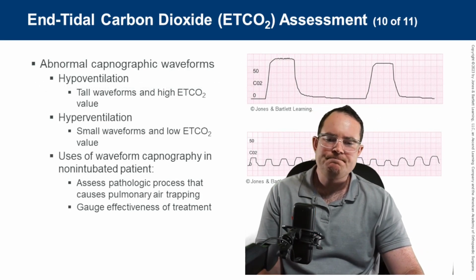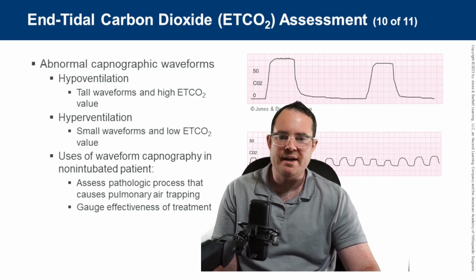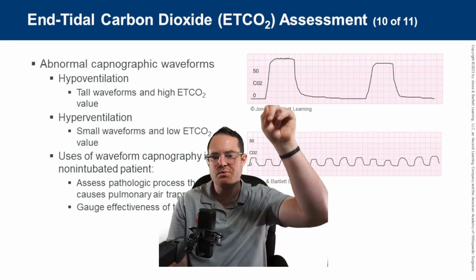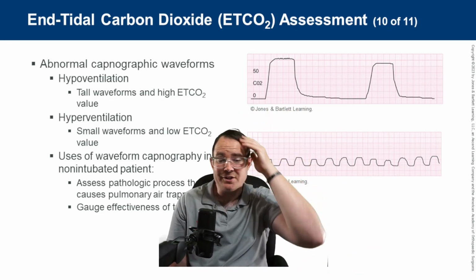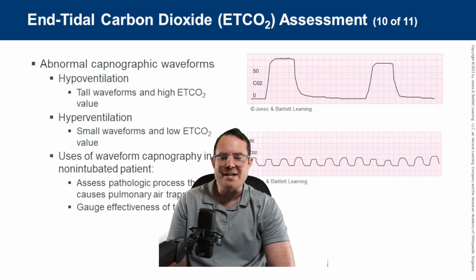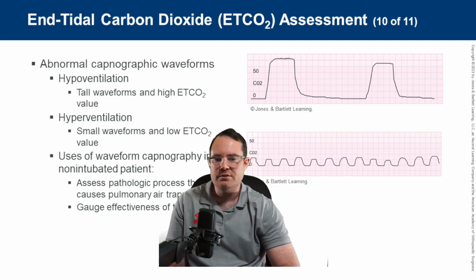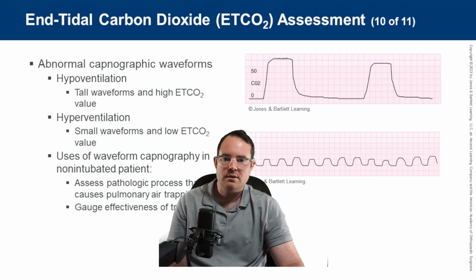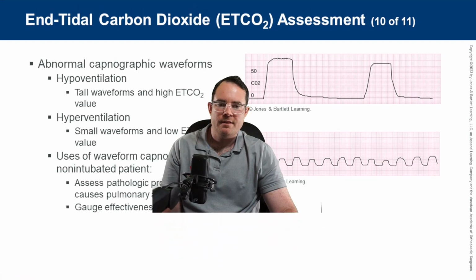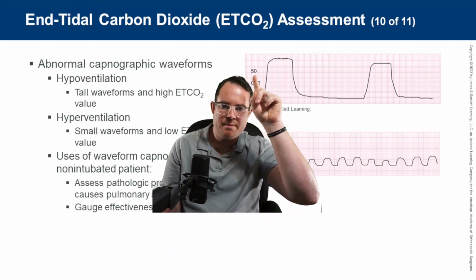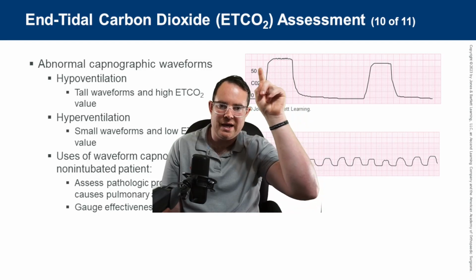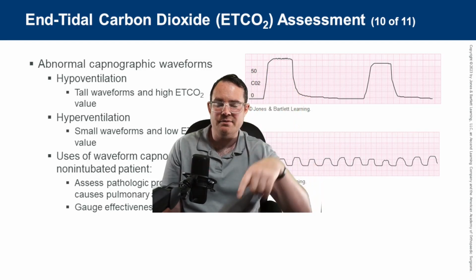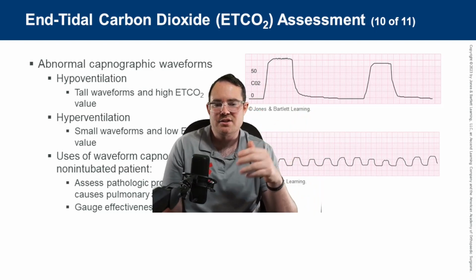Couple examples here. Let me get my head out of the way. So the first one up top, we're looking at a really high end tidal. Look how big those plateaus are. And then also, let me move myself just so I can show you what I'm talking about. Look at this number, 50. If I draw a line straight through this end tidal, that's where 50 would be, right? So this end tidal by itself is probably like in the 60s, super high end tidal.